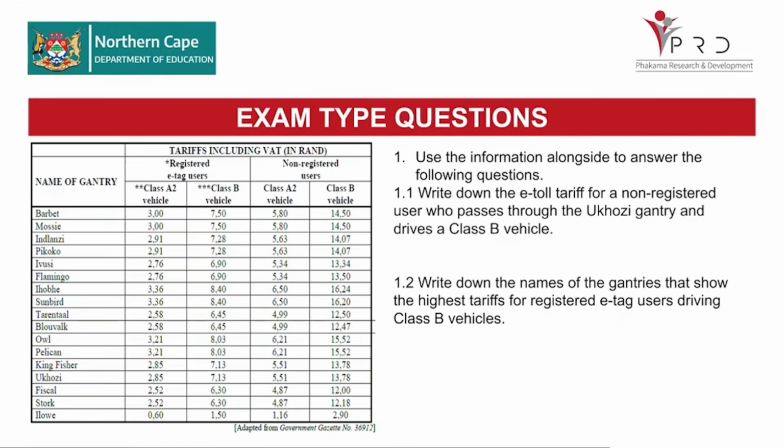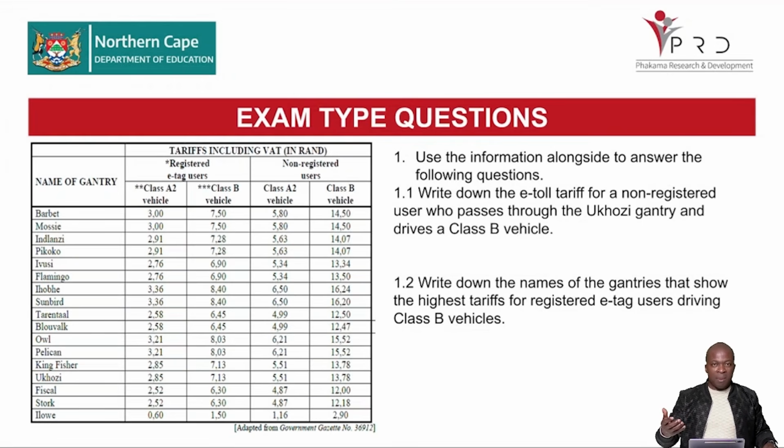1.1, the examiner is saying you are supposed to write the e-toll tariff for a non-registered user who passes through the Ukozi gantry and drives a Class B vehicle. 1.2, we are supposed to write down the names of the gantries that show the highest tariffs for registered e-tag users driving Class B. So as you read the question, what I need you to do is to ensure that you highlight the key points. That is very key.